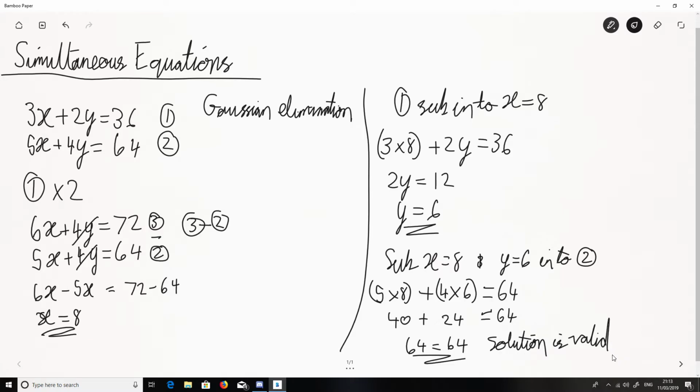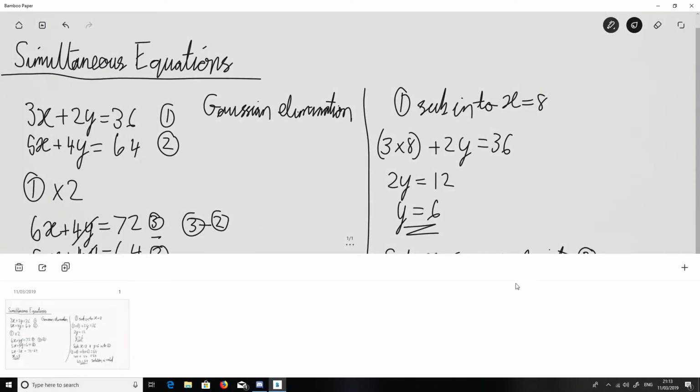And so that's all there is to it, really. I'll take you through a couple more examples just to help you fully understand this method, but it will just be the same thing again. So I'll do another one here.